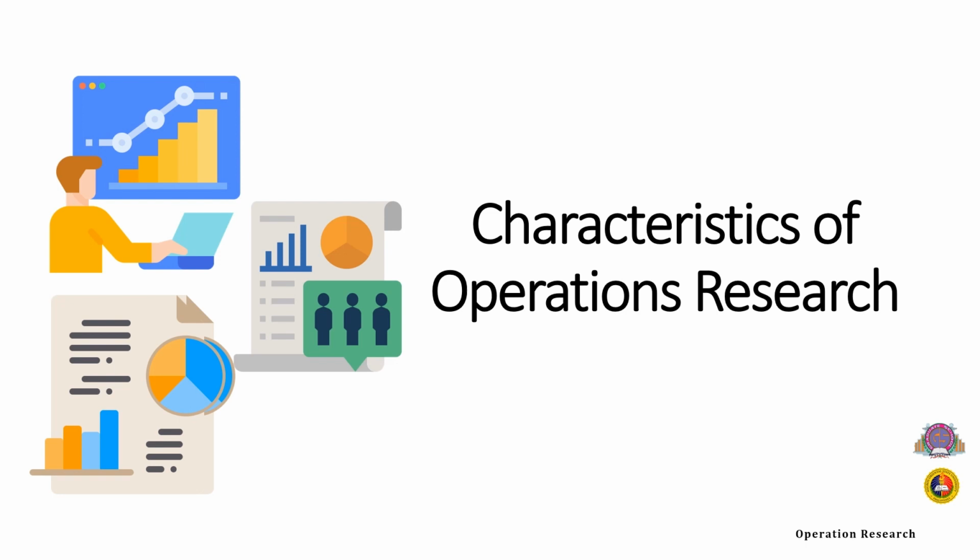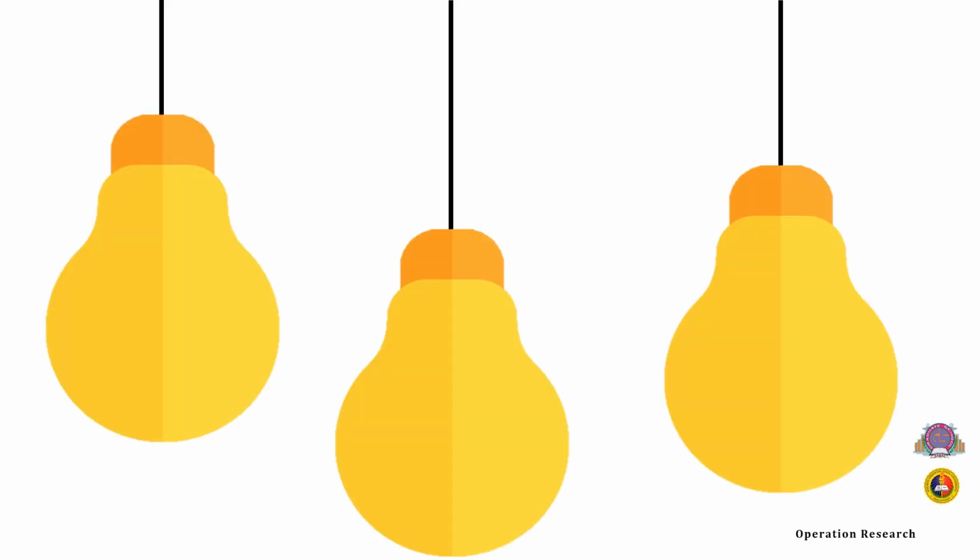Characteristics of operations research. The first one is optimization. The purpose of operations research is to achieve the best performance under the given circumstances. Optimization also involves comparing and narrowing down potential options.